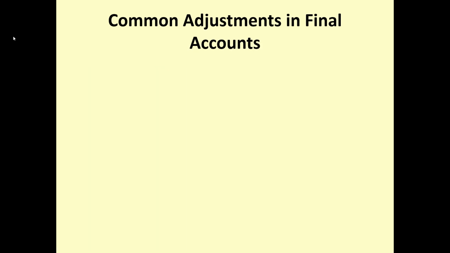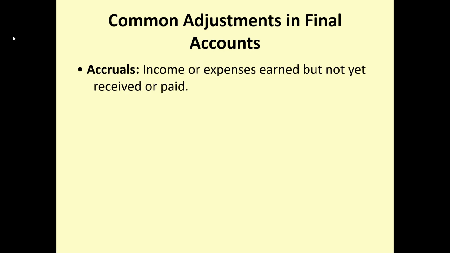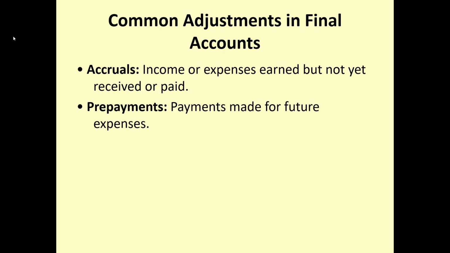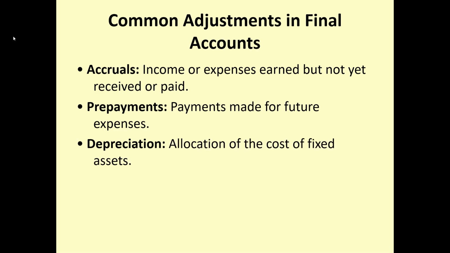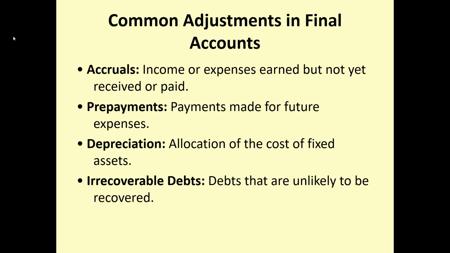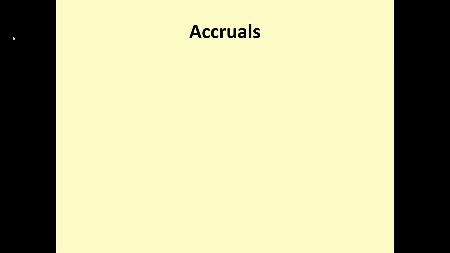Common adjustments in final accounts. You have accruals, which are income or expenses earned but not yet received or paid. Prepayments, payments made for future expenses. Depreciation, allocation of the cost of fixed assets. Irrecoverable debts, debts that are unlikely to be recovered.